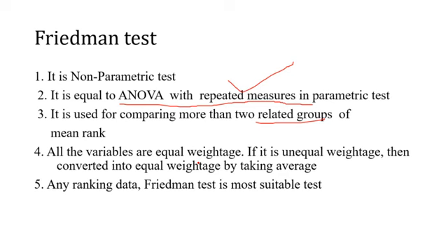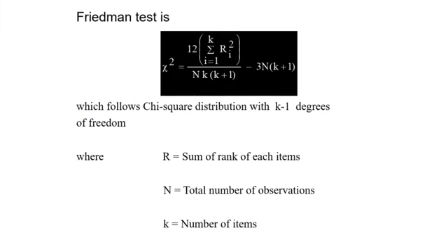All the variables have equal weightage, because you are using the same test again and again, right? In pre-test and post-test, we'll be using the same test, so it has equal weightage. If it is unequal weightage, then we have to convert it into equal weightage. We do that for internals and all, right? So if you have conducted one test out of 30 and another out of 100, you have to convert all into out of 100 to make it equal weightage. Any ranking data you can go for the Friedman test. It should be ranking data, not scale data. So that is a simple explanation of the Friedman test.